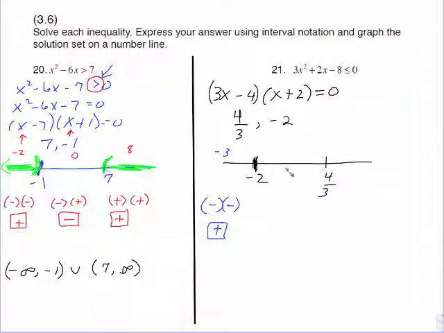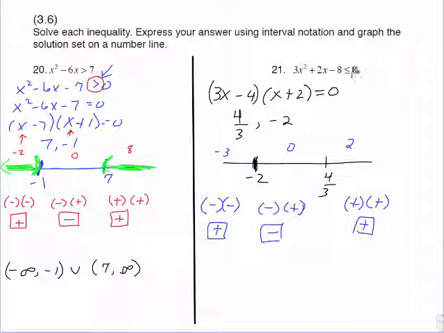A good number between negative 2 and 4/3 is 0. Put 0 in for each of those x's. 3 times 0 is 0. Minus 4 is a negative. 0 in here. 0 plus 2 is a positive. A negative times a positive is a negative. A number to the right of 4/3. 4/3 is actually 1 and 1/3, so a number over here would be 2. If I plug 2 in the first parenthesis here, that will be a positive. Put 2 in the second parenthesis here, that will be a positive. A positive times a positive is a positive.